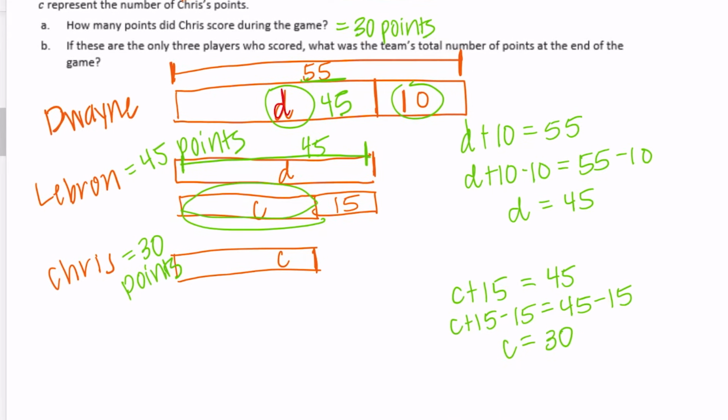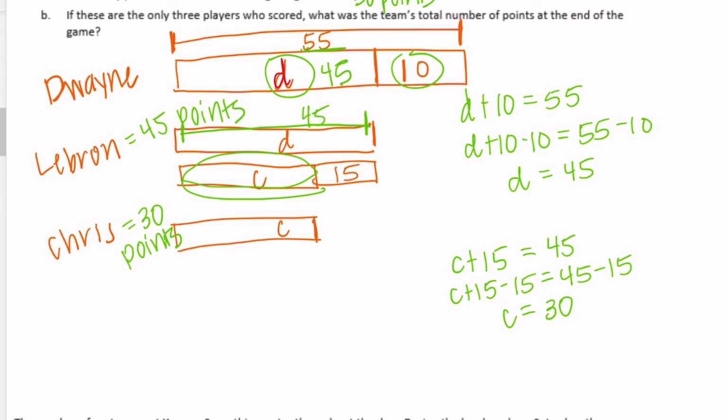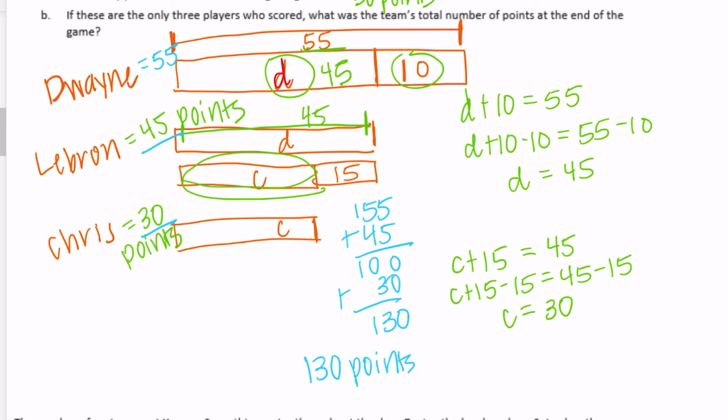B, if these are the only three players who scored, what was the team's total number of points at the end of the game? So remember, Dwayne had 55 points, LeBron had 45, and Chris had 30. So let's do 55 plus 45 would be 100, plus 30 is 130. So it would be a total of 130 points were scored.